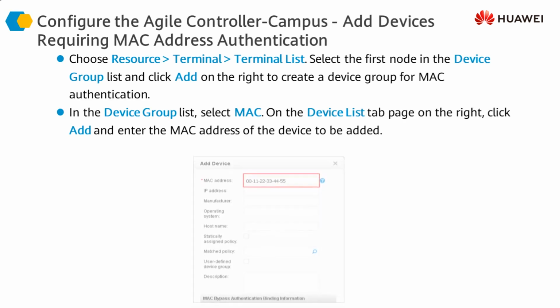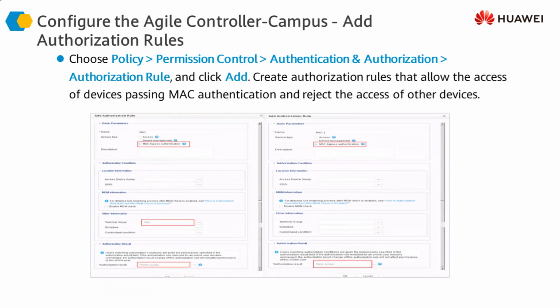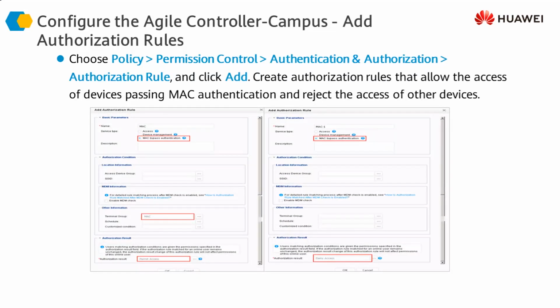Then we add the MAC addresses for which we want to do the authentication. Only those MACs will be allowed which we configure, or for which we configure the add device configuration. Then we configure and add the authorization rules. Only those devices which pass through the MAC authentication will be permitted access, and those for which MAC authentication has not happened will be denied access.